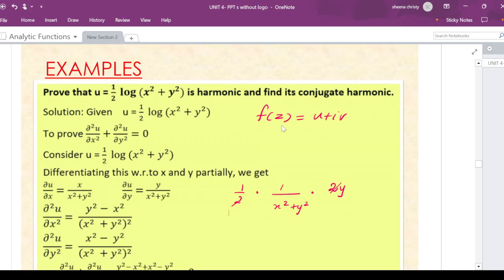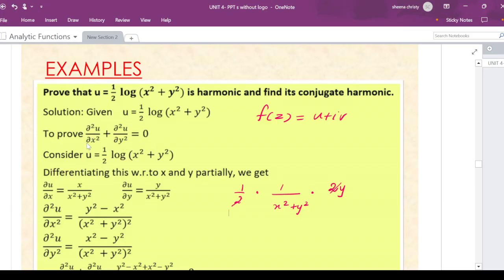We know that f of z equal to u plus iv. So u is the real part and v is the imaginary part. By proving that u is harmonic, you can find out the conjugate harmonic of u, which is v. Here we are having the function u as 1 by 2 log of x square plus y square. If you want to show that it is harmonic, you have to show that it satisfies the Laplace equation: dou square u by dou x square plus dou square u by dou y square equal to 0.